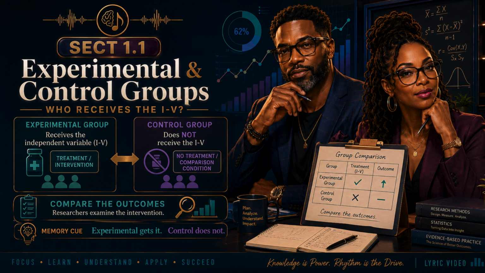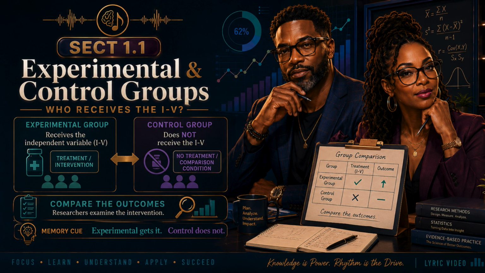Who receives the experimental variable? The experimental group. Who does not receive the IV? The control group. The control group gives comparison. The experimental group receives treatment. When the groups differ at the end, researchers examine the intervention. Experimental gets it, control does not. Compare the outcomes and test what you thought.